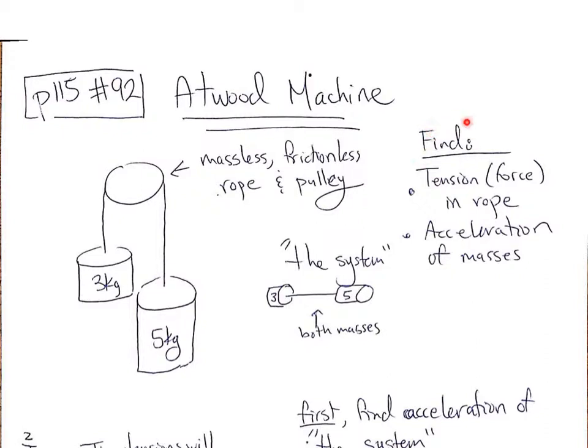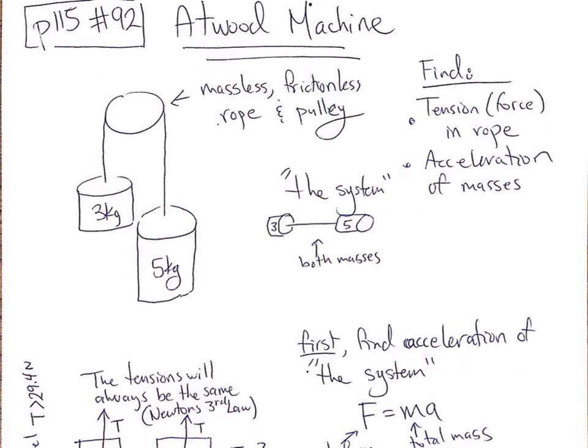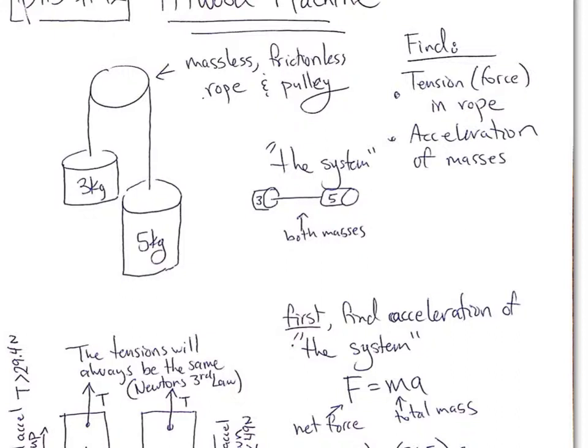What we're looking for usually is the acceleration of the masses and then the tension in the rope. Tension is just another word for force, and it's the force that would be in a cable or string or rope. Okay, so given that, let's take a look at what we have here. This question gives us this situation and asks us to find these two quantities.